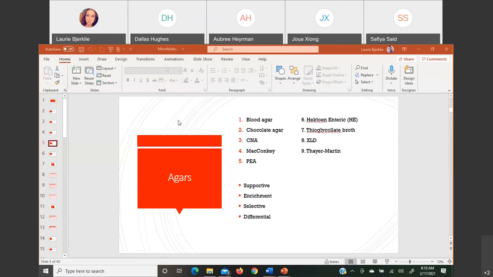So HE is selective because it's going to grow what we call the enteric gram neg rods, specifically Salmonella and Shigella, the GI bacteria, exactly. So enteric meaning intestinal. And then it's differential, again, based on fermentation. Salmonella and Shigella are both non-fermenters. So when they grow on HE agar, they will be blue in color. So whenever we grow a stool culture onto HE agar, we're screening for blue colonies. And if we do have some, they can work them up and determine if it's Salmonella or Shigella.